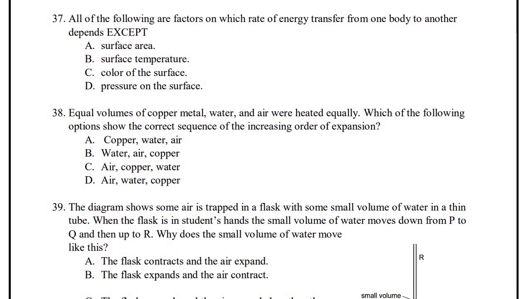All of the following are factors that affect the rate of energy transfer from one body to another body. Surface area is directly proportional, as are surface temperature and the color of the surface. These three are the direct factors of transfer of heat. Option D is the right answer.